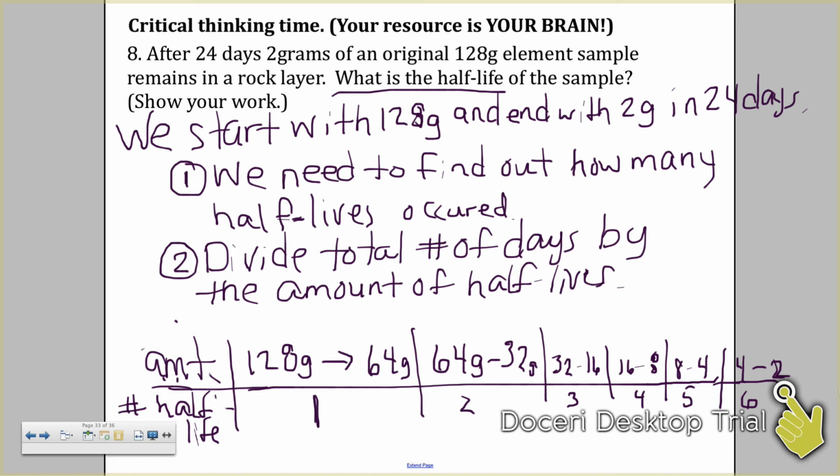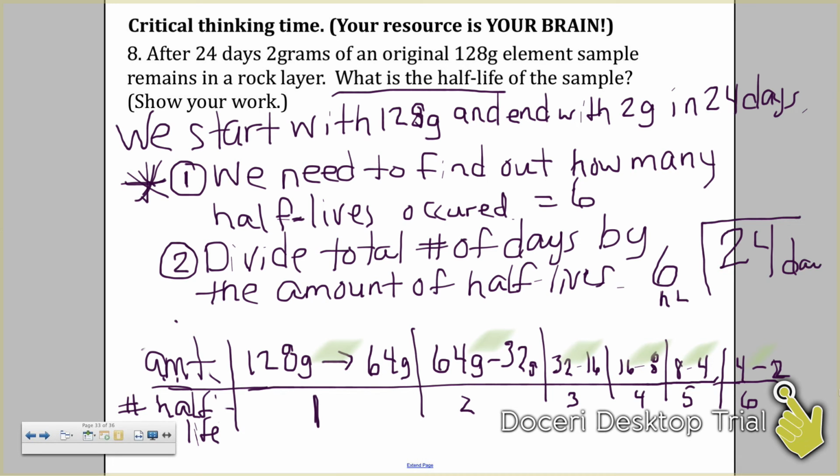So what we know is that 6 half-lives have occurred. I'm going to highlight this in a green color. We do not know how much time is in between each decaying process. That's what we need to figure out. And you tell me that we divide the total number of days by however many half-lives we have, correct? Yes. So we're going to take our 24 and divide it by 6. This is the number of half-lives. These are the number of total days.